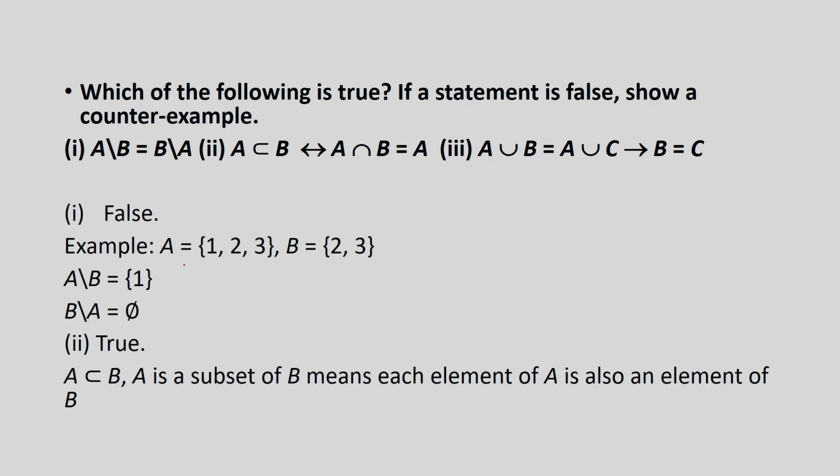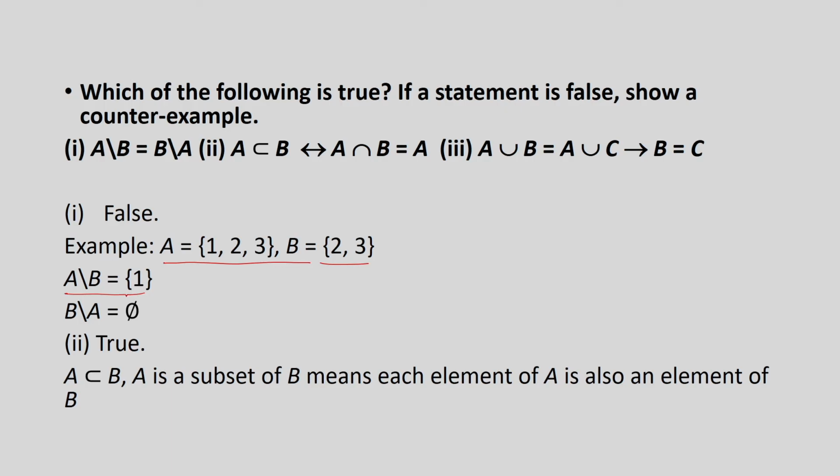Let us see how it is false. We take A to be 1, 2, 3 and B to be 2, 3, right. So, what is A minus B? A minus B means we take out those elements of A which are there in B also.